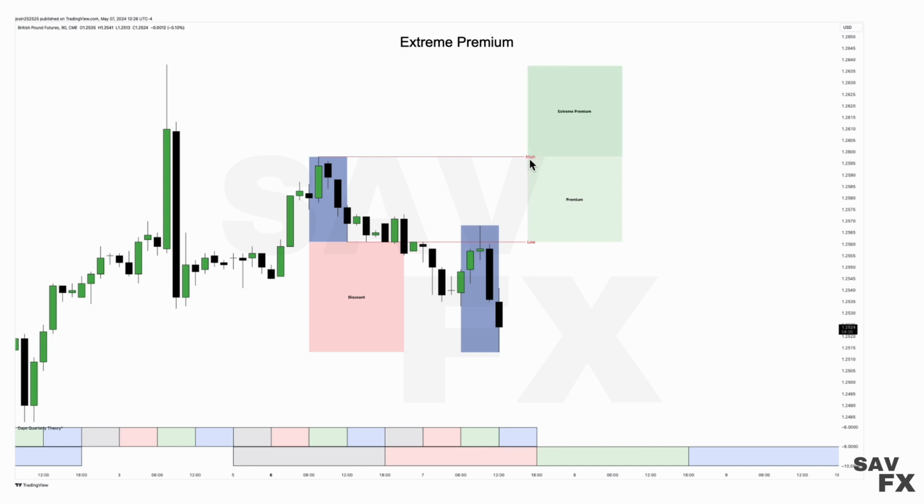This high right here, anything above it, would be regarded as an extreme premium if price opened below. Meaning, if price was to draw higher and sweep this liquidity, as long as price does not close above this liquidity, this becomes time-based liquidity.